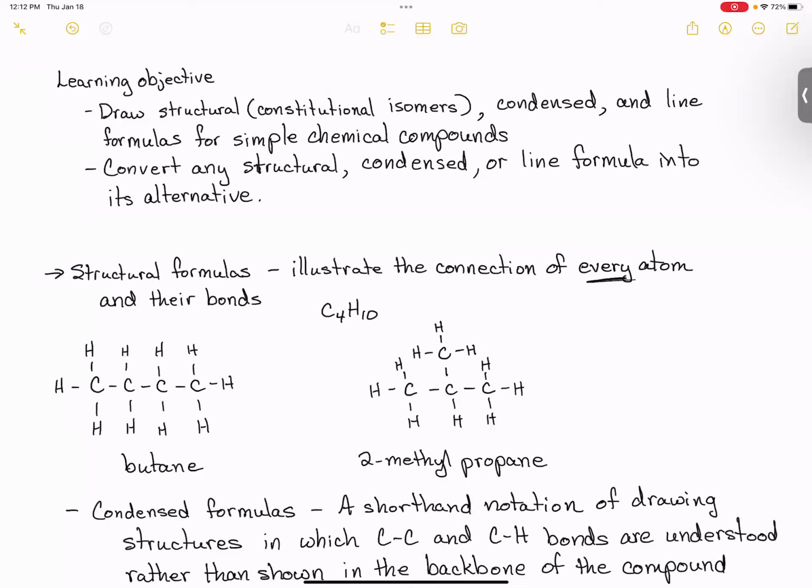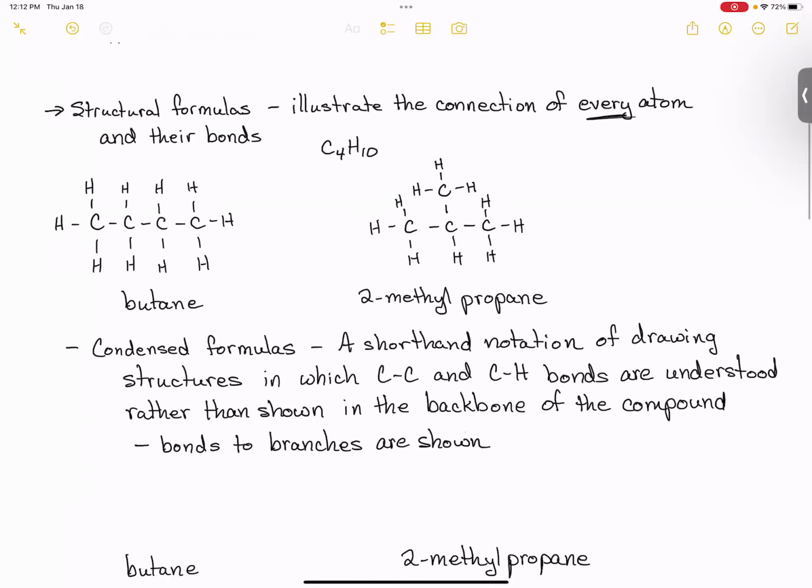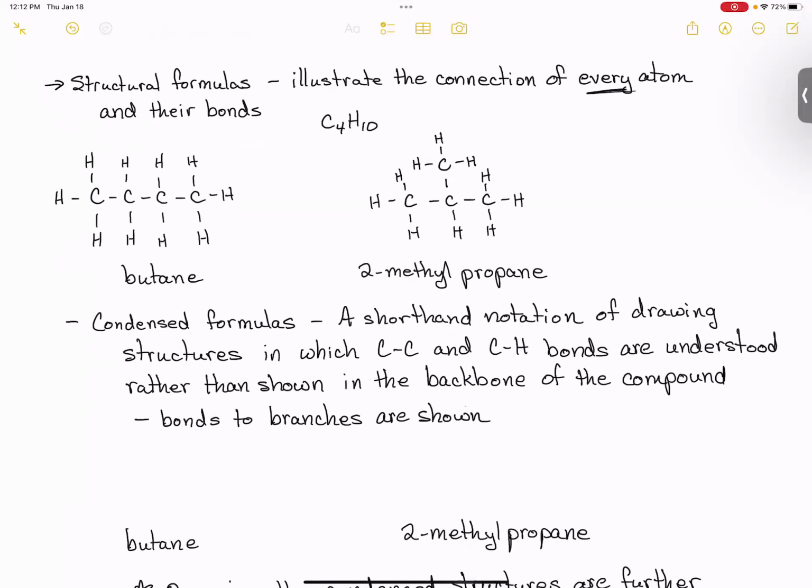The second type of formula that we will be working with is called a condensed formula. This is a shorthand notation of drawing structures in which the carbon-carbon bonds and the carbon-hydrogen bonds are simply understood rather than shown in the backbone of the compound. The only bonds we actually show in a condensed formula will be bonds to branches, or if we do have a functional group present, it will be the bonds to the functional group.